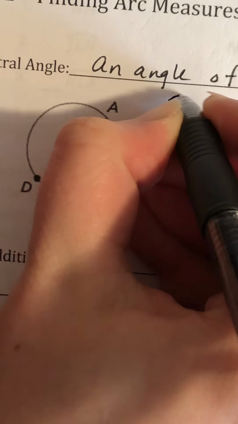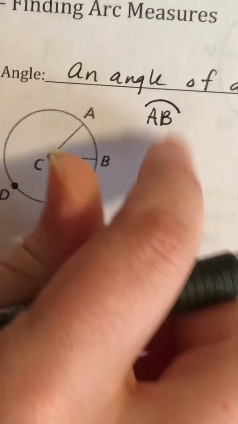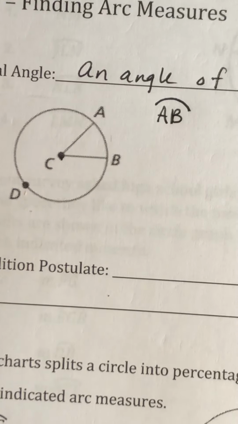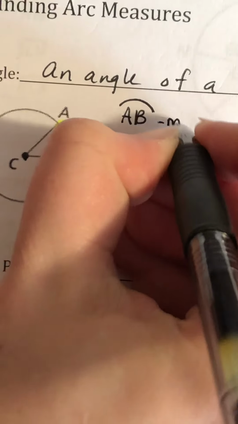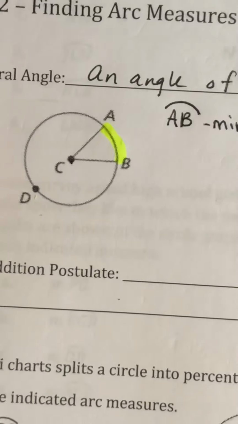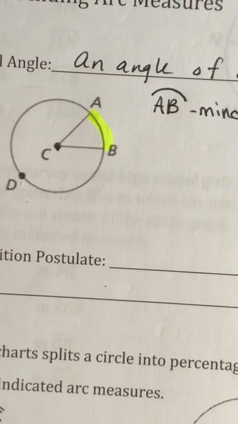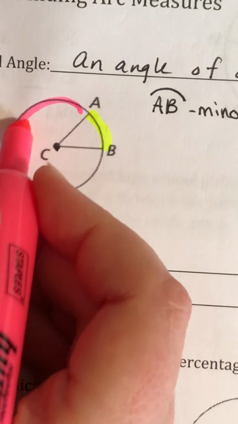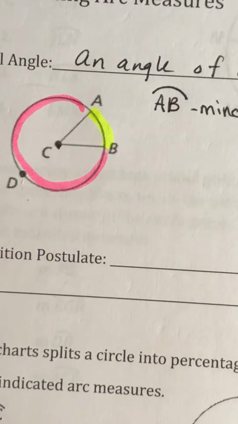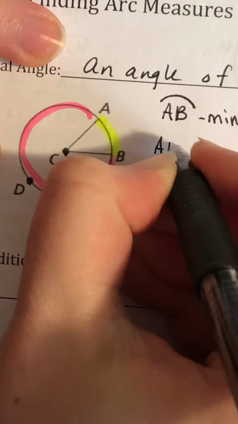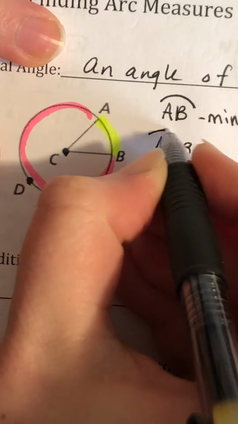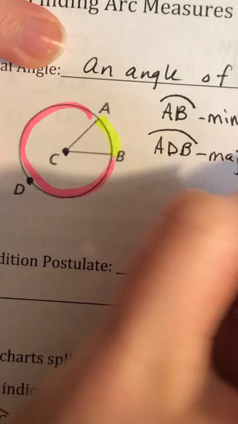Here we are working with two separate things. We have arc AB, and the way we show it's an arc and not a line segment is we draw this little arch over it. So arc AB, we would call that a minor arc. If I wanted to go from A to B the other way, the way I would know I was talking about the longer way is I add in a letter. So I would go A, D, B. And that is called a major arc.